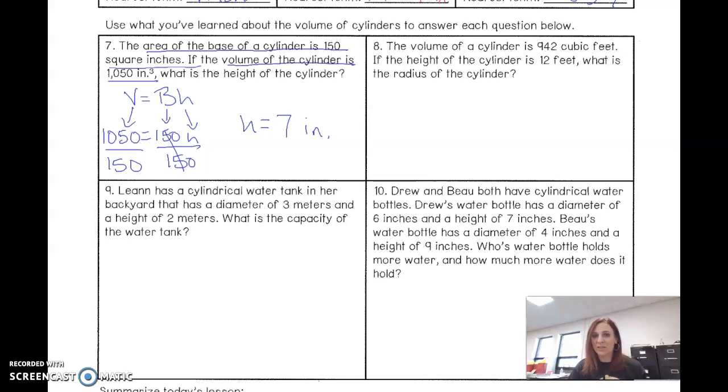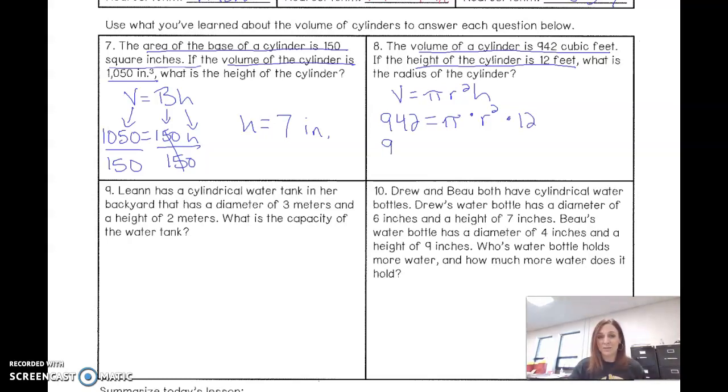So now look at this one. The volume of a cylinder is 942 cubic feet. So there's the volume. Okay. And the height is 12. So we're going to use this formula, volume equals pi times the radius squared times the height, and plug in what we know. 942 is the volume, equals pi, oh, I don't know what the radius is, times 12.